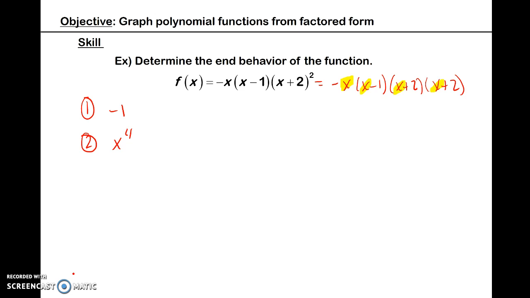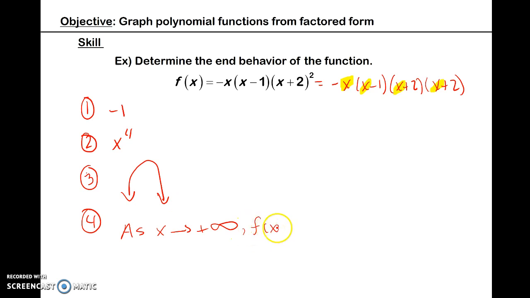Since we have a negative coefficient and we have a quartic function, my function is going to be facing downwards. So then as x goes towards positive infinity, as my function goes to the right, we start going down. f of x goes to negative infinity.